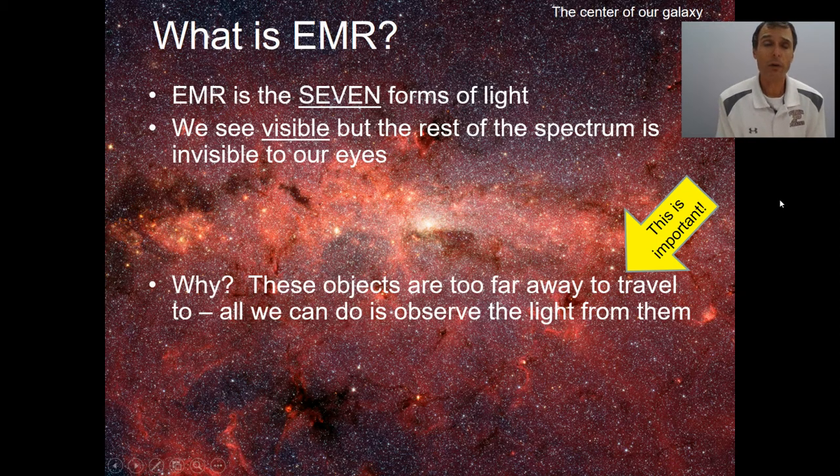These objects are so far away, we're not going to be able to travel to them. So the light that travels to us is how we learn about them. It travels at the speed of light. That's 186,000 miles per second. So it can cover long distances much faster than we could with a spacecraft or anything like that. So that's how we're going to learn about these really distant objects.